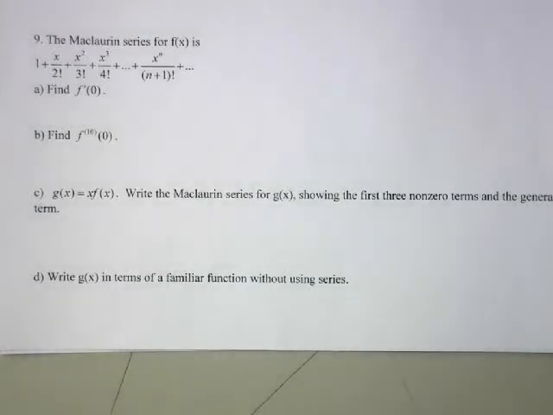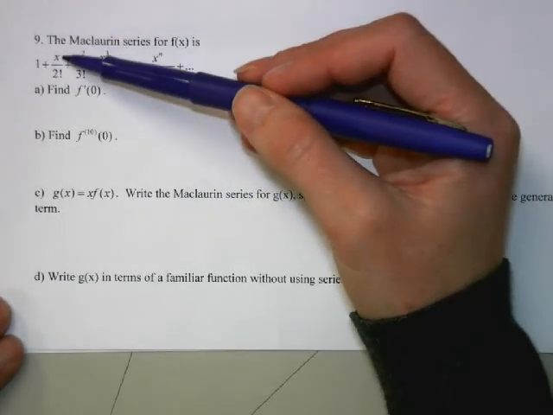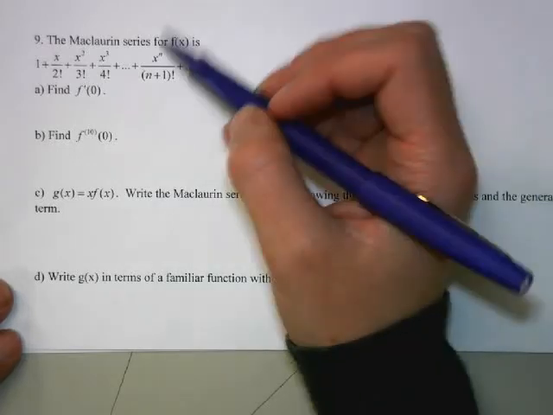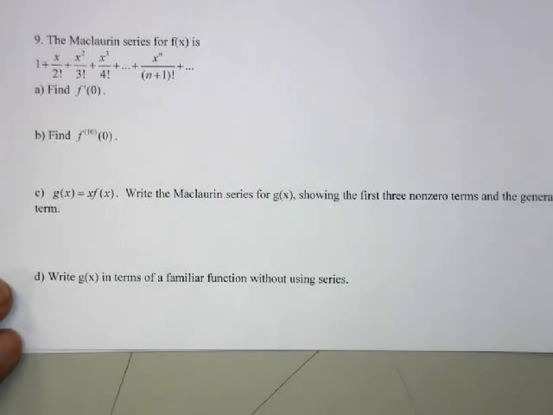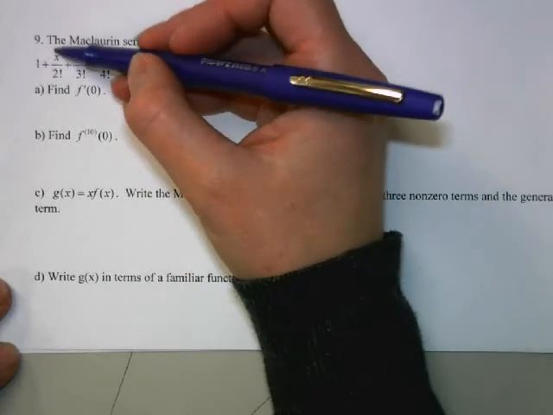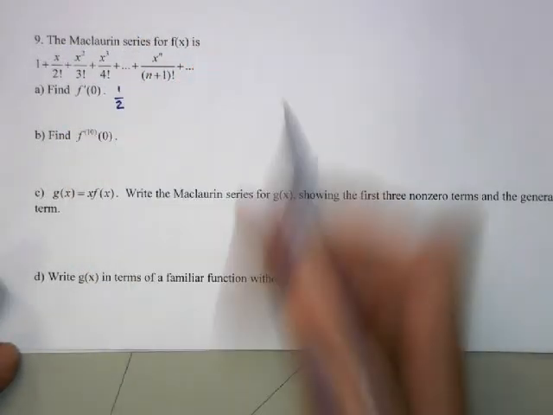Okay, so we've got our Maclaurin series is 1 plus x over 2 factorial, plus x squared over 3 factorial, plus x cubed over 4 factorial. So x to the n over n plus 1 factorial. Okay, so f prime is going to come from the coefficient of the linear term. So that's going to be 1/2.